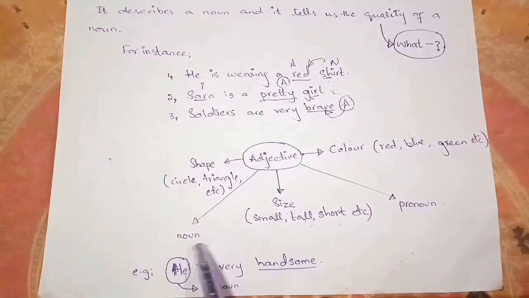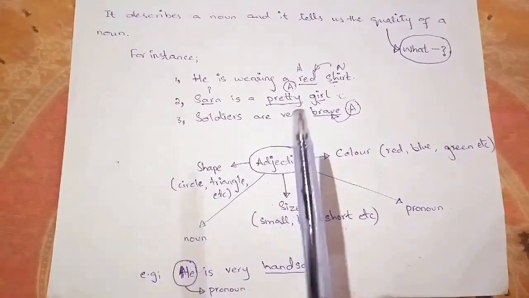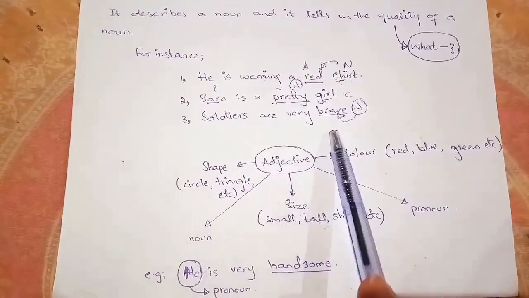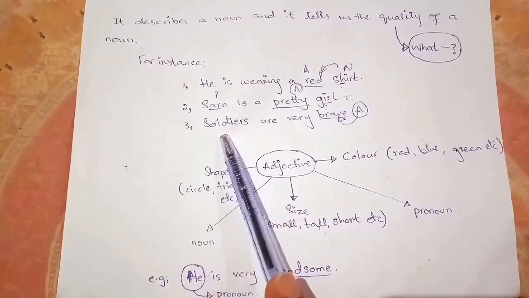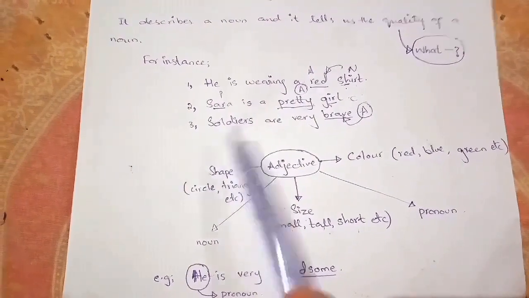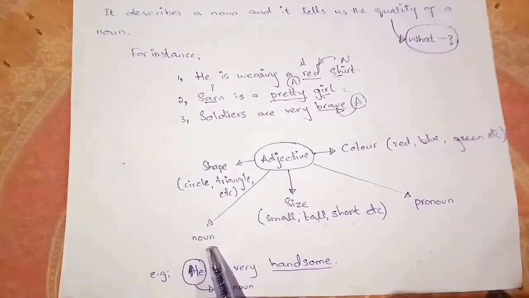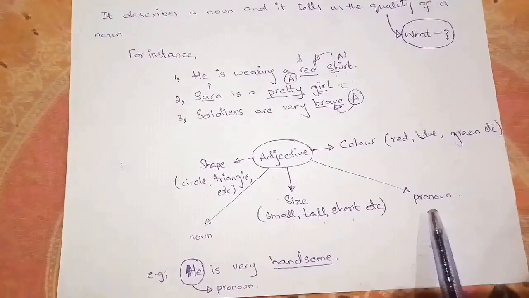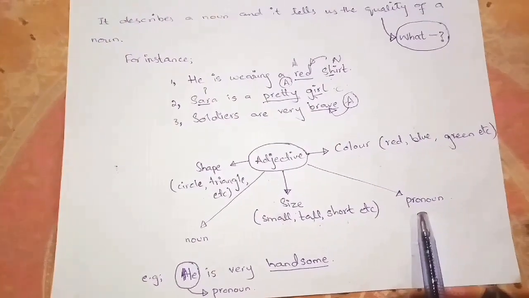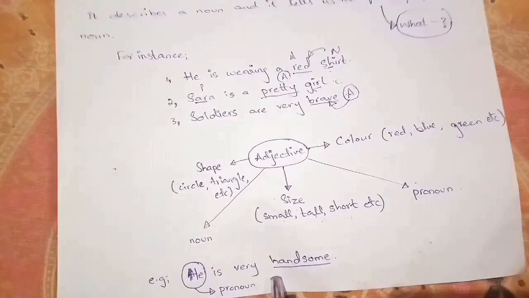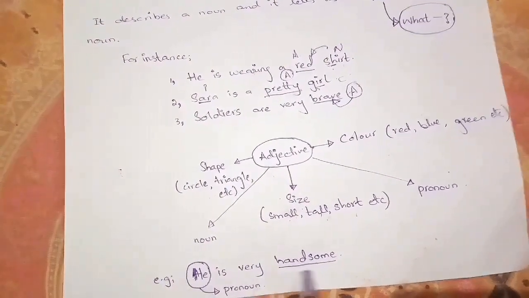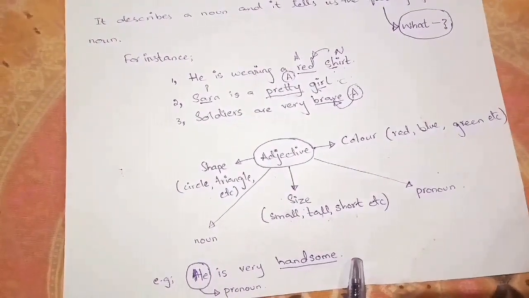Mostly you will find a noun in a sentence. For instance, soldiers are very brave. In this sentence, soldiers are the noun. But if you do not find a noun, then you have to focus on the pronoun. For instance, he is very handsome. In this sentence, there is no noun.